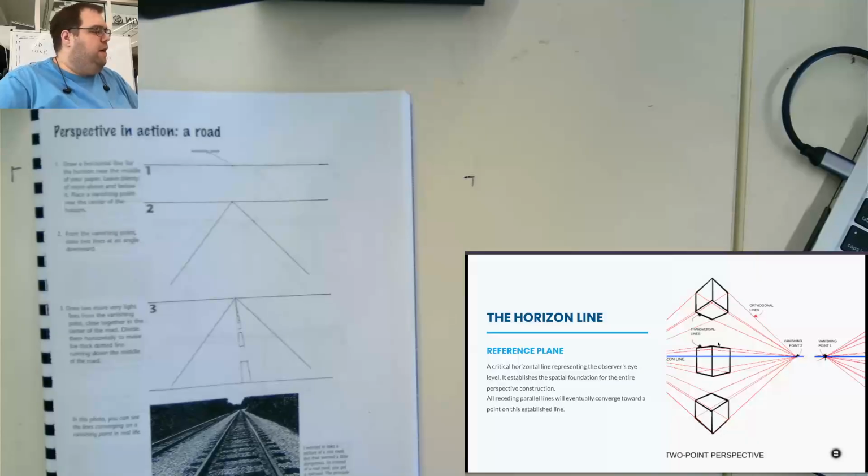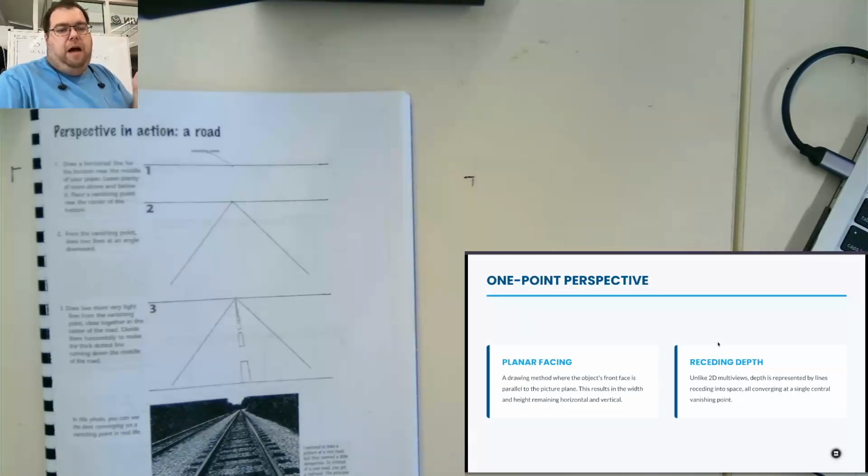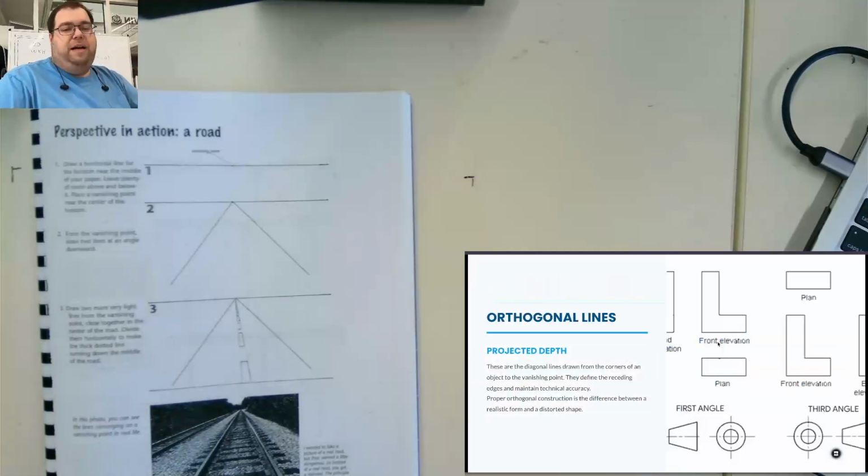What you have in your horizon line, though, is what's called your point of convergence, or the vanishing point. The vanishing point is the spot where all lines recede to in a drawing like this. You have your planar facing, which is the one closest to you that you can see. It usually shows the true size and shape of your drawing. And then you have the receding depth that is distorted by distance.